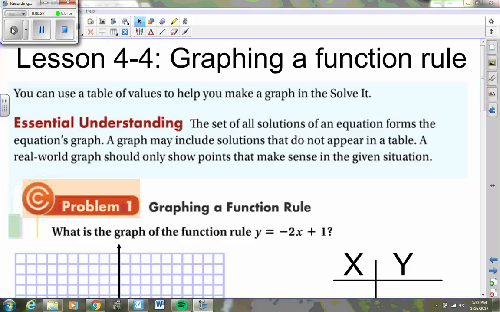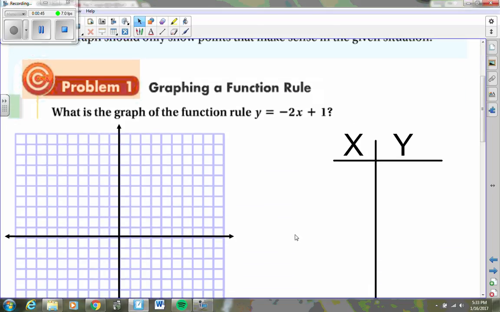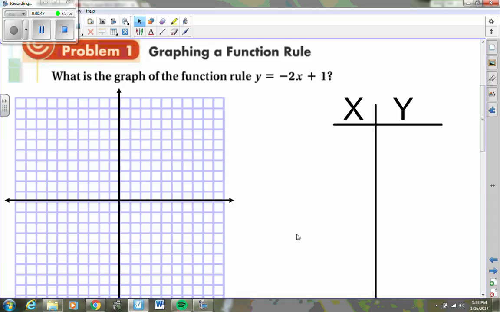So we've seen tables of values a little bit before. We've seen graphs of tables of values. But now we're going to have to create our own table of values from a function rule equation that we are given. Okay? So if we look at this example here, they're asking us what is the graph of the function rule y equals -2 times x plus 1.